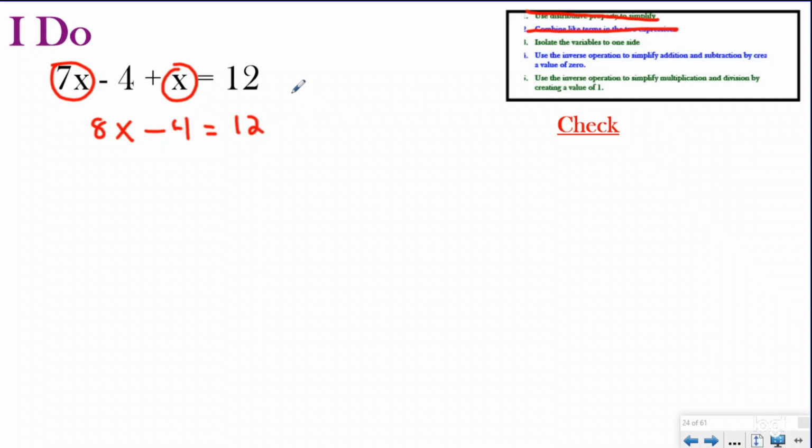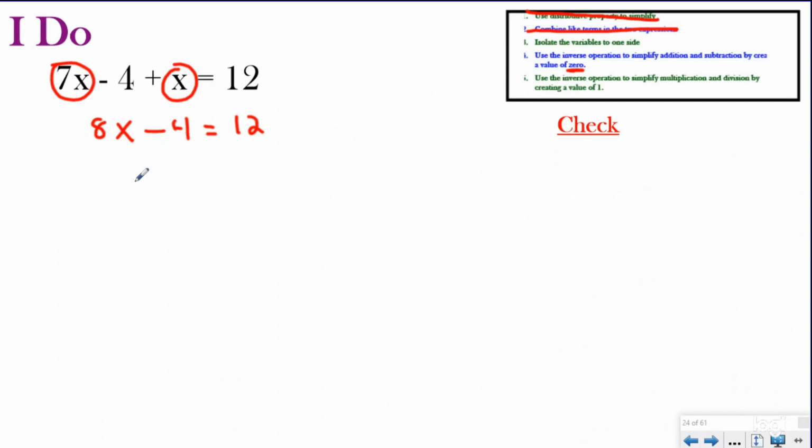Now we want to get the variables on one side. So we're going to use our inverse operation of subtraction right here. And I know that the opposite of a negative 4 would be a positive 4. So I want to make a value of 0 to get rid of this. A lot of teachers will just teach you to do the opposite, and then whatever you do on one side, you have to do to the other. That's true, but we're really making a 0 right here. So we want to get rid of this 4 and put it on the other side.